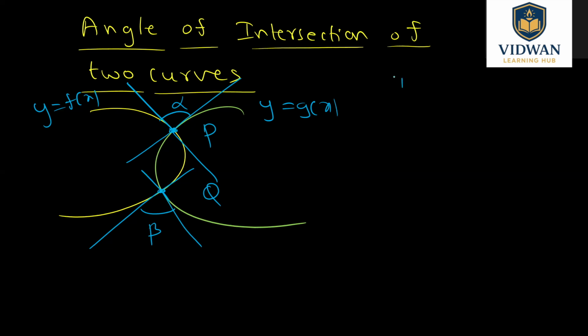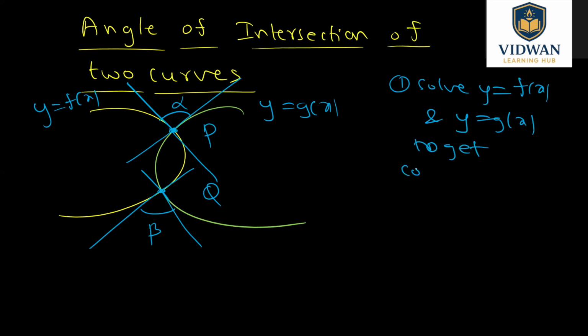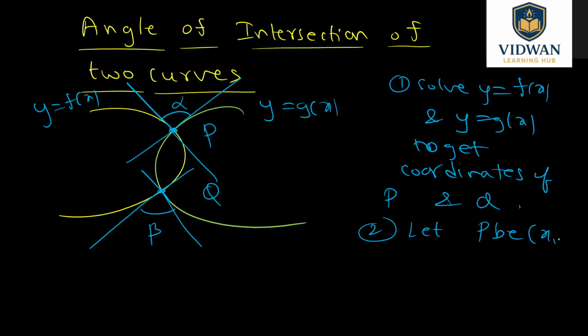So first step is solve y equal to f of x and y equal to g of x to get the coordinates of P and Q. This is the first step. So suppose, let's say we got the coordinates of P as x1 comma y1 and Q as x2 comma y2. So once you know these coordinates of P and Q, after solving, you got them.